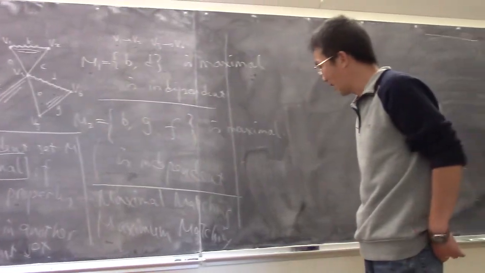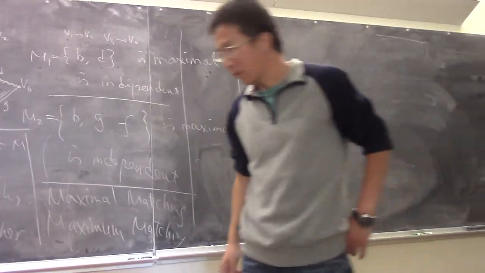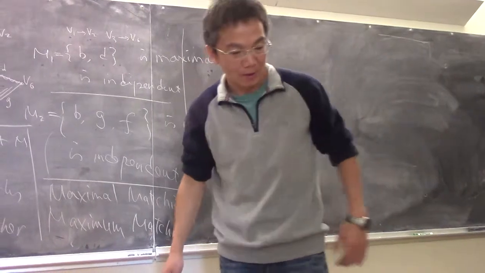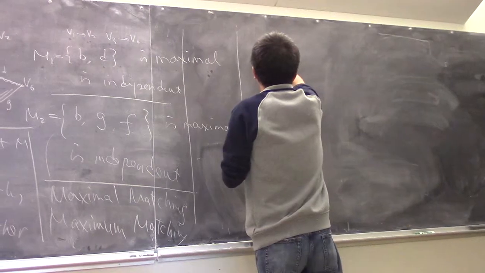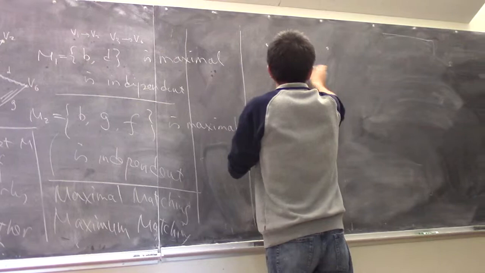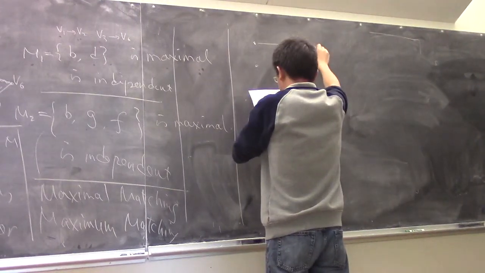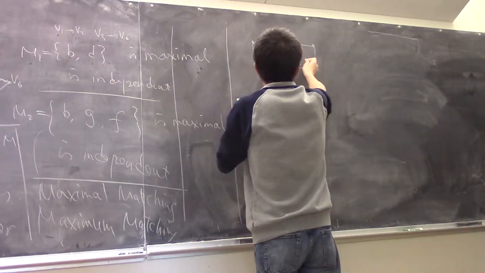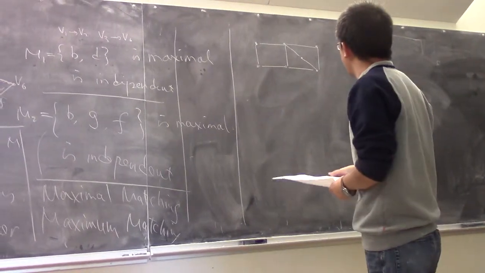Okay, let's continue. So I'm going to give you another example to tell the difference between the maximal matching and the maximum matching, right? So let me give you another example of the graph. So this is a graph, what I'm considering, right?